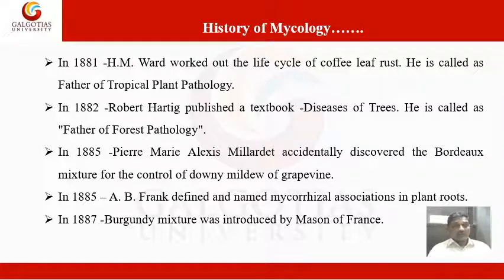In 1885, P.M.A. Millardet accidentally discovered the Bordeaux mixture. It is an important mixture to cure fungal pathogens, especially downy mildew and similar fungal diseases. He accidentally introduced this Bordeaux mixture, and it controlled the downy mildew in grapevine.